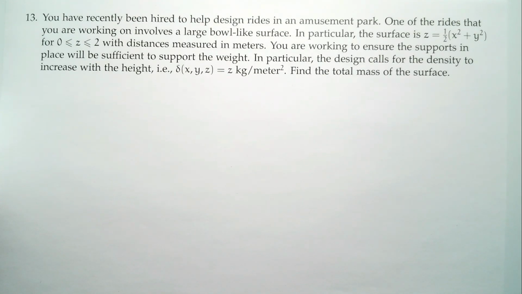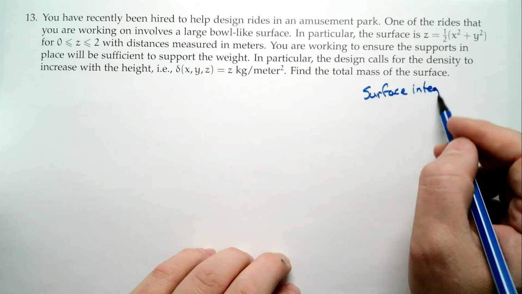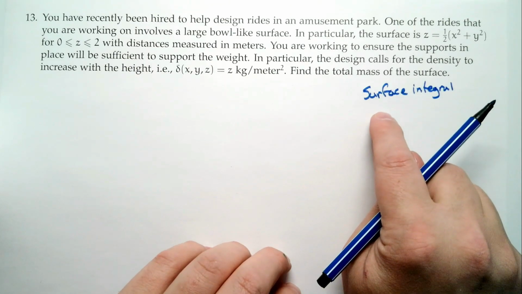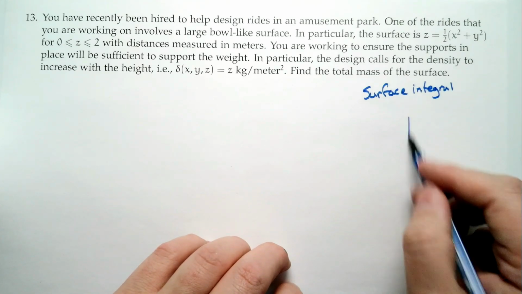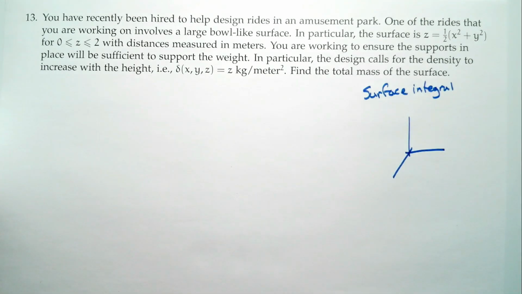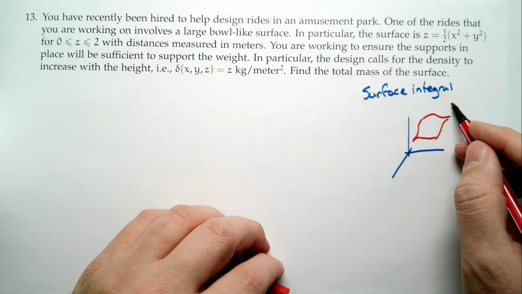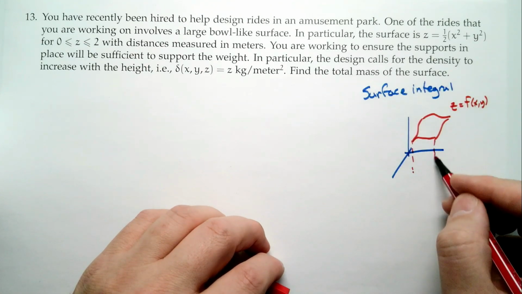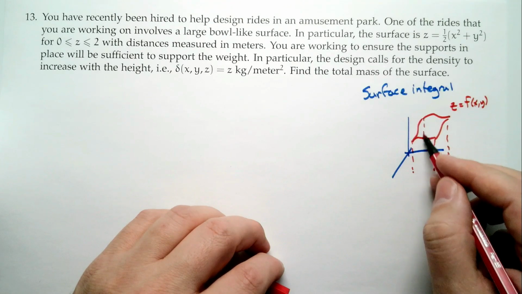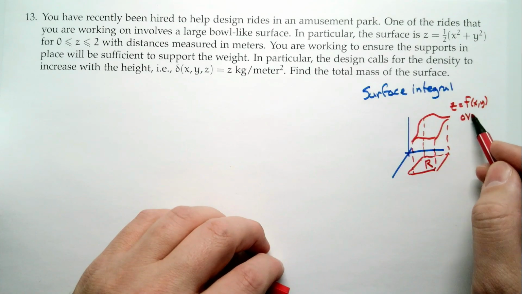So we're after the mass of the surface. This is something called a surface integral. And you might think, what's a surface integral? Well, imagine a line integral, but replace the word line with surface. That's a surface integral. What's happening is you have this surface out in 3-dimensional space, and we're going to focus on a very special type of surface: z is a function of x, y over a region R in the xy plane. So z equals f of x, y over R.